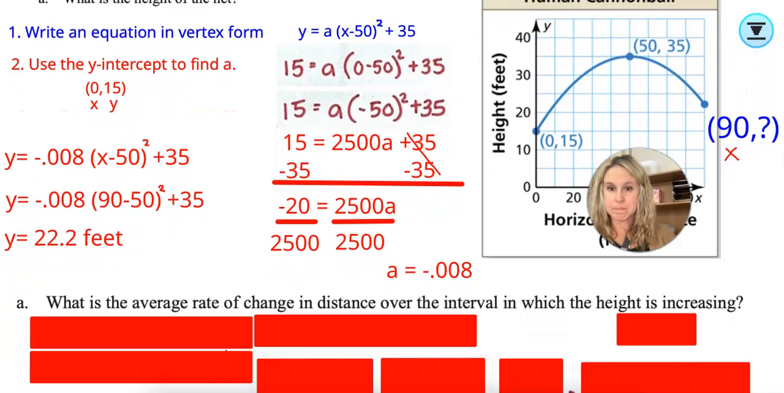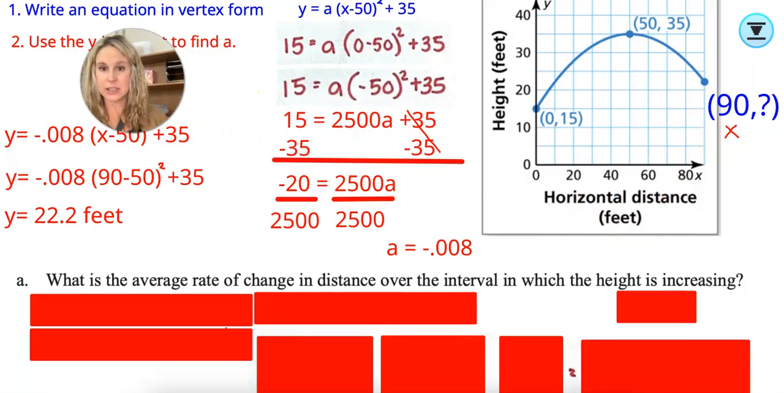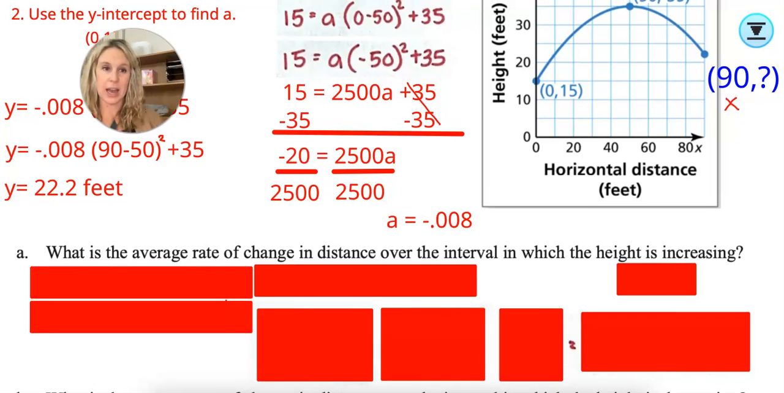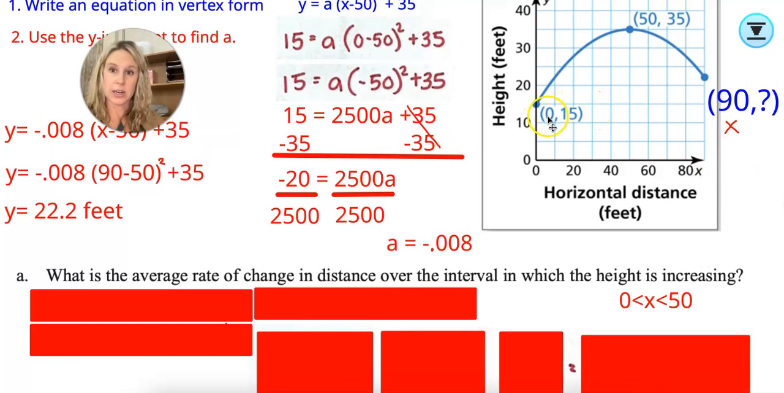So part A says, what is the average rate of change in distance over the interval in which the height is increasing? So if I look at my graph, it is increasing on the left side between the y-intercept all the way to the vertex. And if you'll remember, the interval means between, and in math, when we write between, we've got an x in the middle. And so my x values where it's increasing started at 0, went all the way to 50. And so that is the interval for which it is increasing.